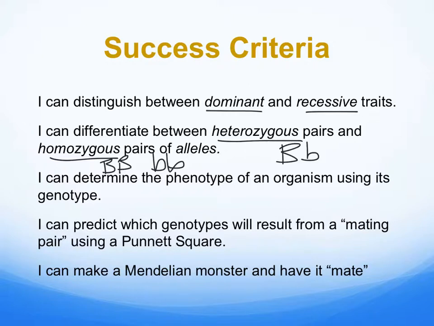You can determine the phenotype of an organism using its genotype. So you're going to be doing Mendelian monsters to do this. And you can predict which genotypes will result from a mating pair using a Punnett square. With all of that, you are making a Mendelian monster and you're going to mate it.